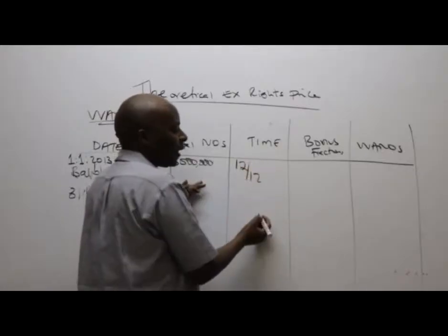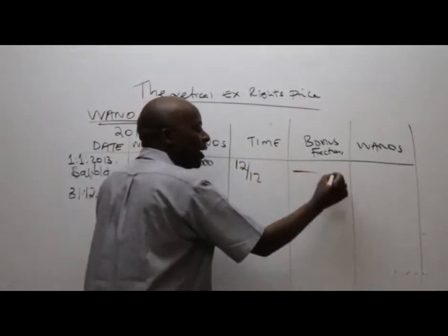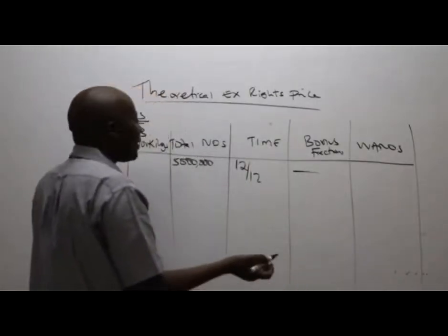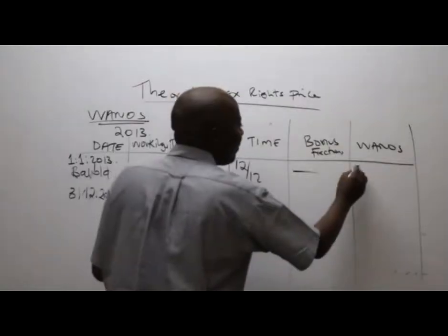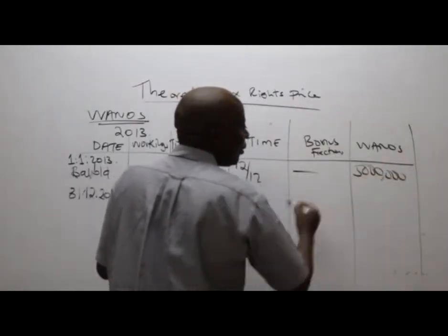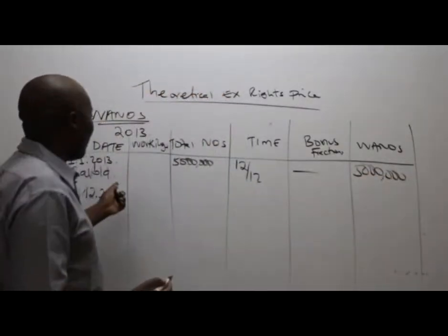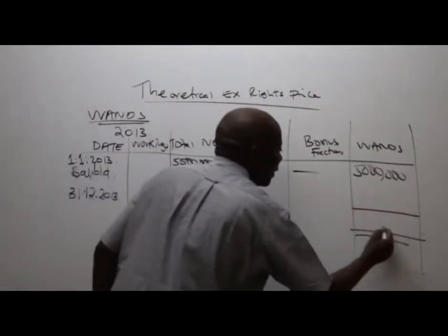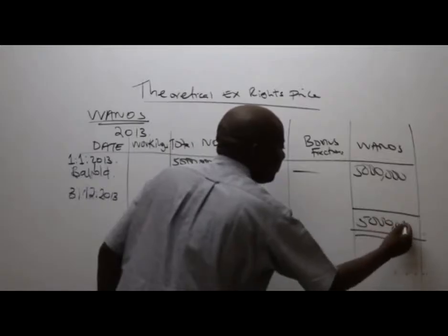12 over 12 like that. Bonus fraction, kumaanisha 2013 weighted number of shares ya 2013. Kumaanisha weighted number of shares ya 2013 ni milioni ngapi somebody? Ni milioni 5. The NOS ya 2013, mwisho wa mwaka, itakuwa straight away 5 million.